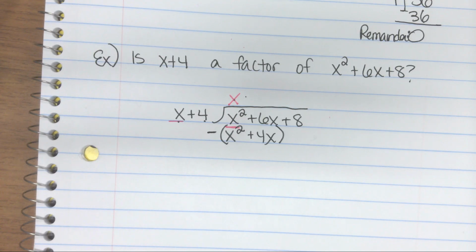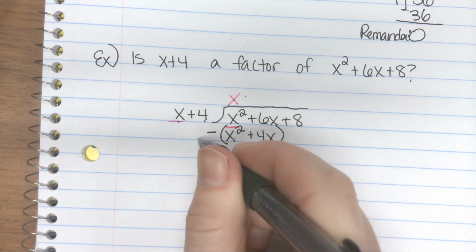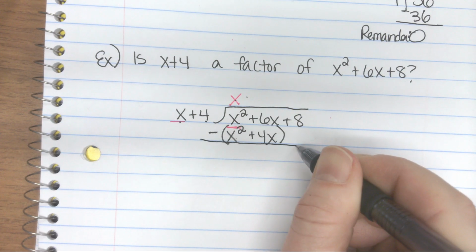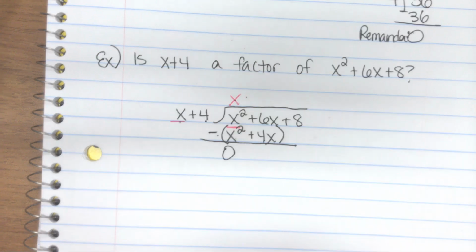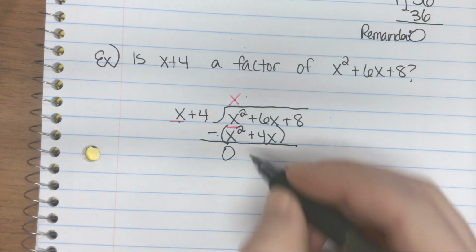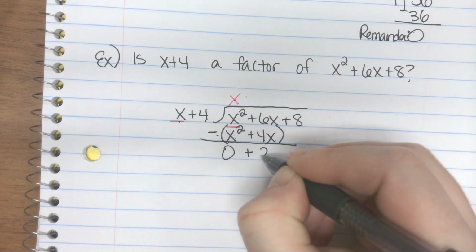All right. What's x squared minus x? 0. Good. What's 6x minus 4x? 2x. Positive, right? Okay.